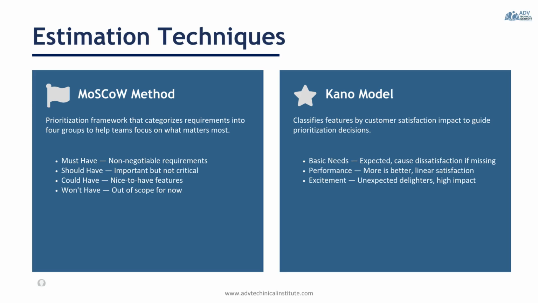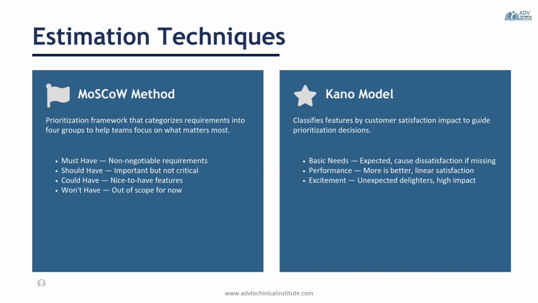So for example, if we're developing that mobile banking app, secure login would be a must-have. Mobile check deposit might be a should-have. Customizable themes could be a could-have. And cryptocurrency trading might be a won't-have for the current release. All right, now let's move along to the second estimation technique.